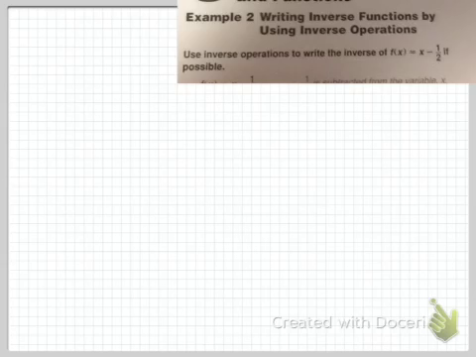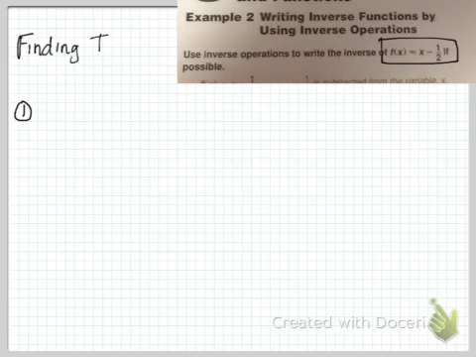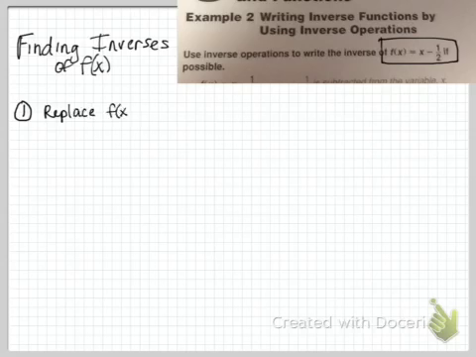Okay, example 2, instead of giving us a relation or a table of values, it actually gives us a function and wants us to write the inverse. So we're going to write down the steps here. I want you to copy your notes just like this. When finding the inverse of a function, finding inverse of f of x, we're going to, step 1, replace f of x with y.